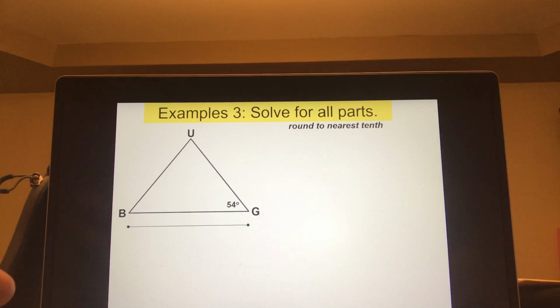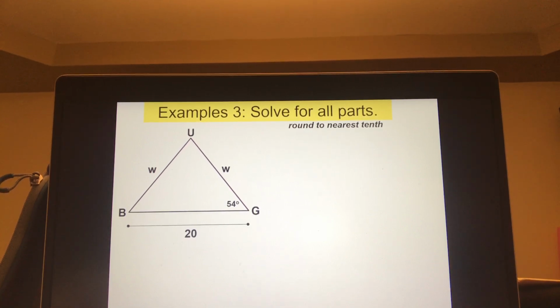That's a 54-degree angle. I'm just going to put some variables here, and both of those are W, and the base is 20 units long. So I just want you to find the remaining parts of that triangle. It's a little trickier than the ones you've done on the front. It's got a couple steps in there. I'll be back in the next part, the next video, part 3.